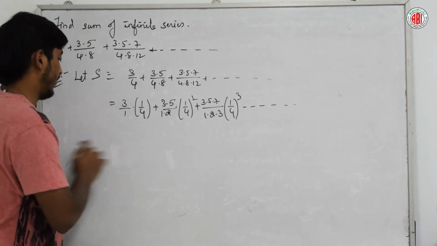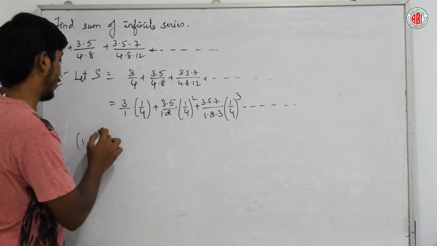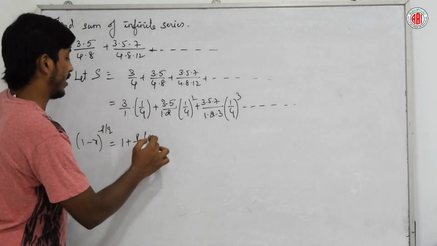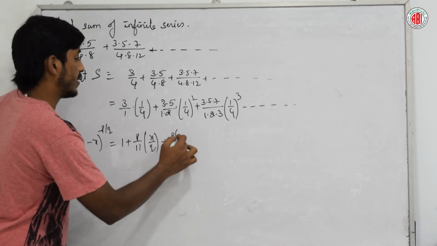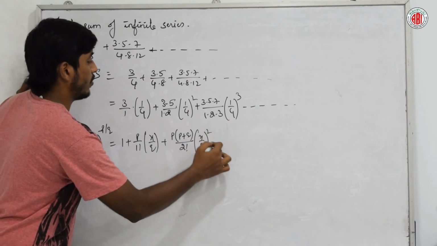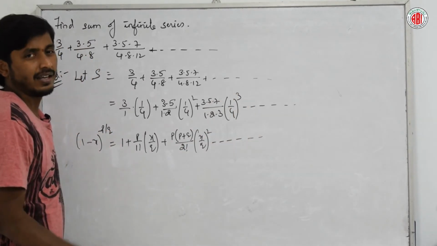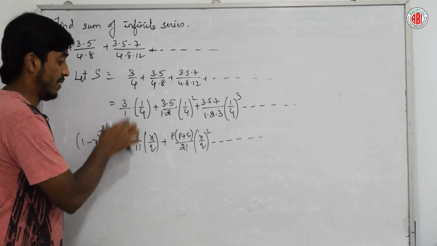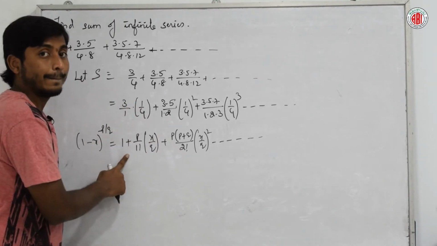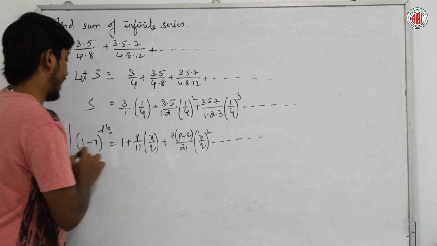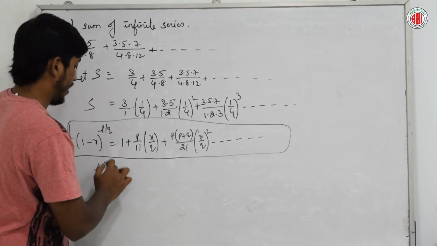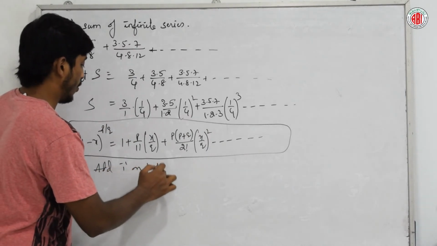So if we observe, we have a formula of 1 minus x whole power minus p by q as 1 plus p by 1 factorial into x by q plus p into p plus q by 2 factorial into x by q whole square and so on. Is it right? We have this term 3 by 1 factorial x by q, we have this term also. So we don't have this term. So what shall we do? Let us add 1 on both sides.